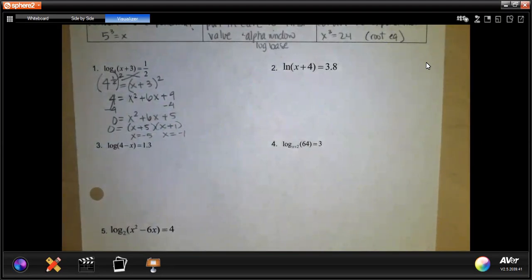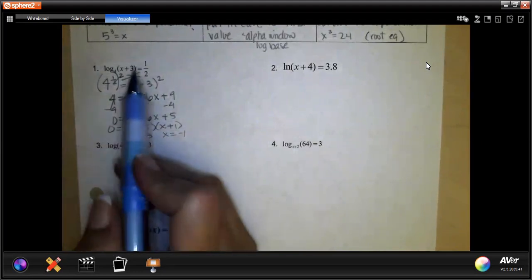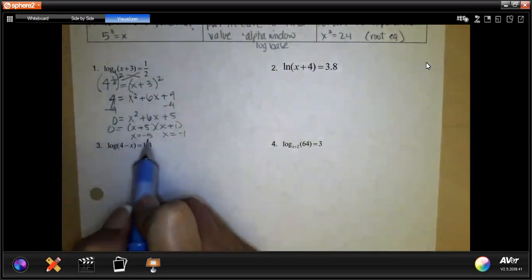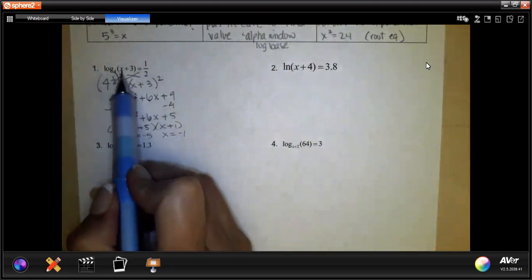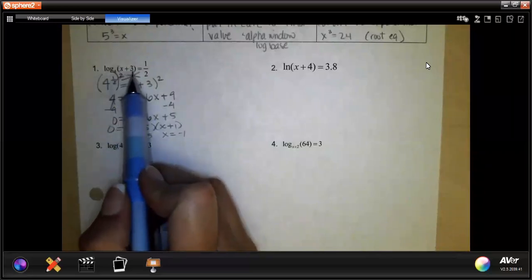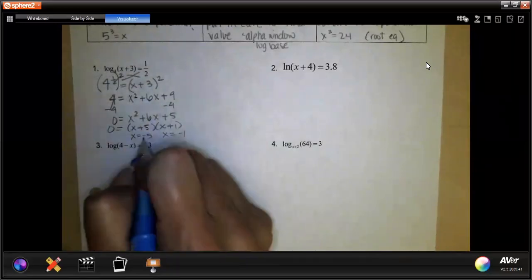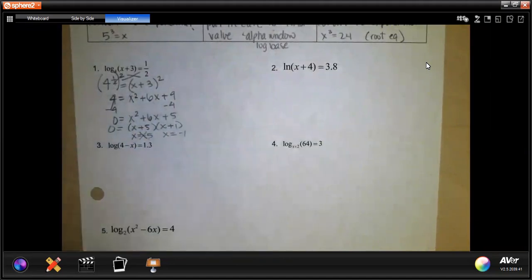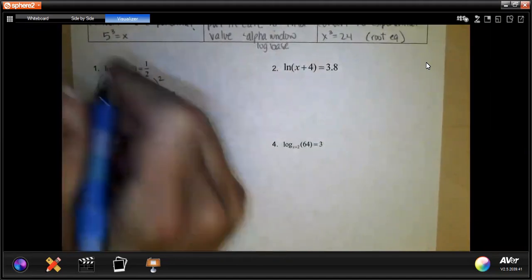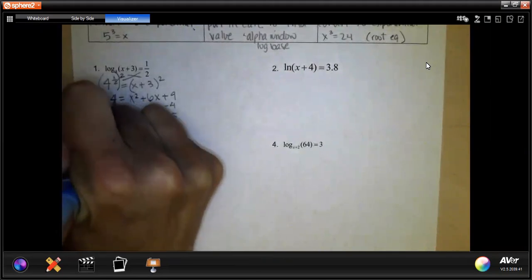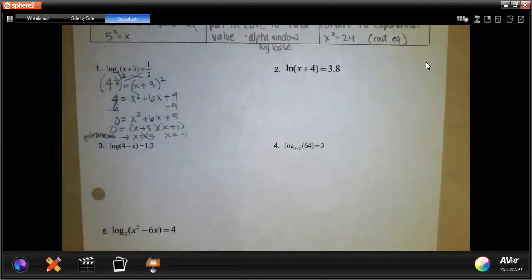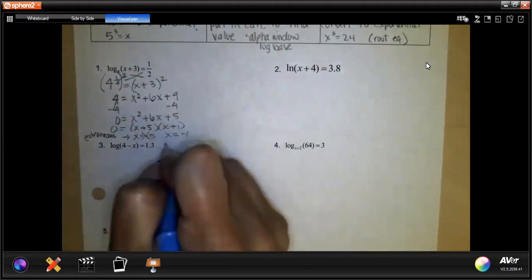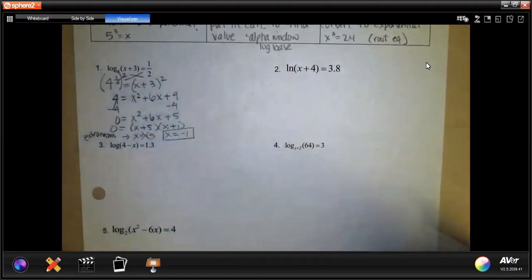Now, we don't want to stop there because we know that the base of a log and the argument of a log cannot be a negative. So those are undefined. So we want to take this negative 5 and plug it in to make sure that it does not make it undefined. Now, negative 5 plus 3 would make this negative 2, and we cannot have a negative argument, so this is not a true solution. That is considered an extraneous solution. So that's extraneous there. So our only solution would be x equals negative 1.